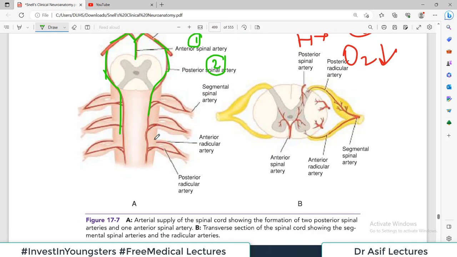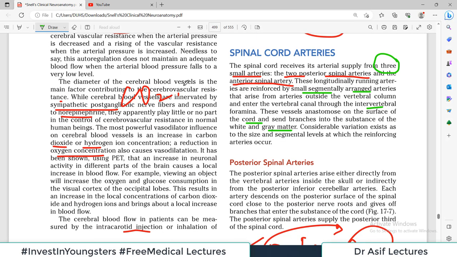अब इन स्पाइनल आर्टरीज को रीइंफोर्स करती हैं सेगमेंटल आर्टरीज. ये बाहर से आ रही है यानी ये वर्टिब्रल आर्टरी का पार्ट नहीं है, ये बाहर से आती है. कहते भाई हम भी तुम्हें थोड़ा बहुत ब्लड देंगे तो थोड़े बहुत हमसे भी न्यूट्रिशन ले लो. इन्हें नाम दिया जाता है सेगमेंटल आर्टरीज which are actually reinforcing, you know, different parts of the spinal cord.